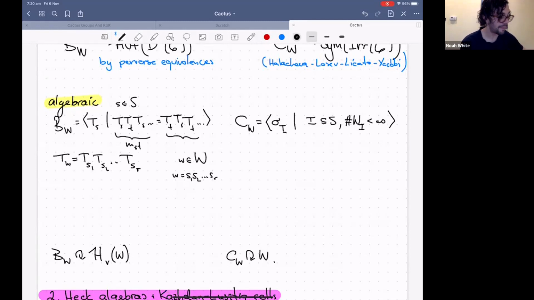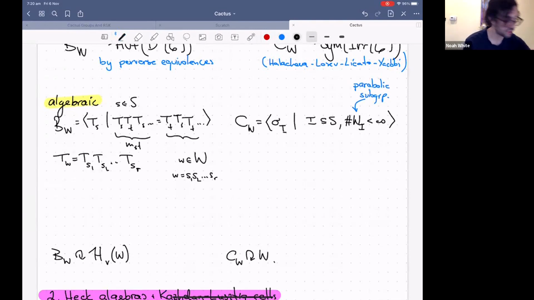And so what is the Cactus group? It's going to be similar, except instead of starting with a generator for every generator of the Coxeter group, we're going to start with subsets of the generators. Specifically, we're going to have a generator for every subset I of the generators such that the parabolic subgroup is finite. So this is the parabolic subgroup, and all this means is that you take the subgroup generated by the elements in I.